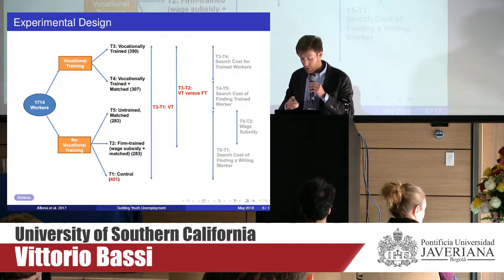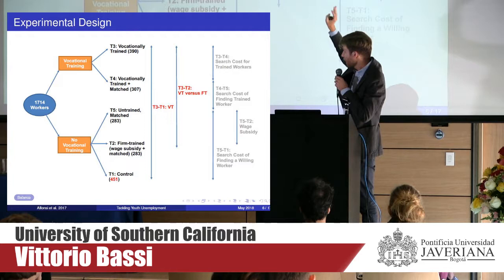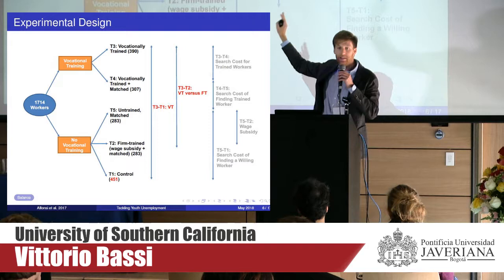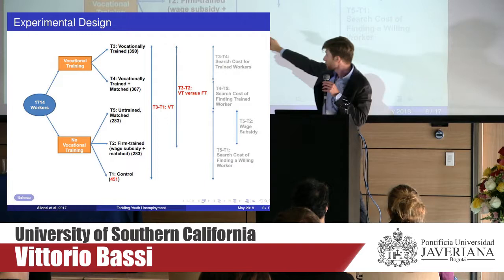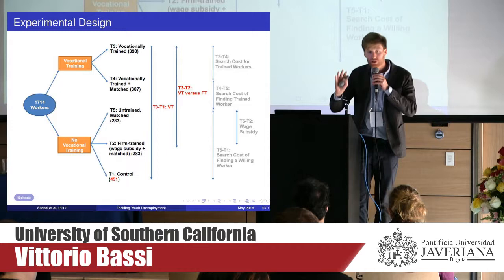An important difference I have to mention, of course, between the vocational training intervention and the firm training one is that the vocational training is very formal. It takes place in an institute, and there's going to be a certification that the worker has attended the institute. Instead, the workers that go through firm training, you should just interpret this as kind of informal job experience. There is no certification. This is not part of a formal program. So this is something important. And finally, we have a control group.